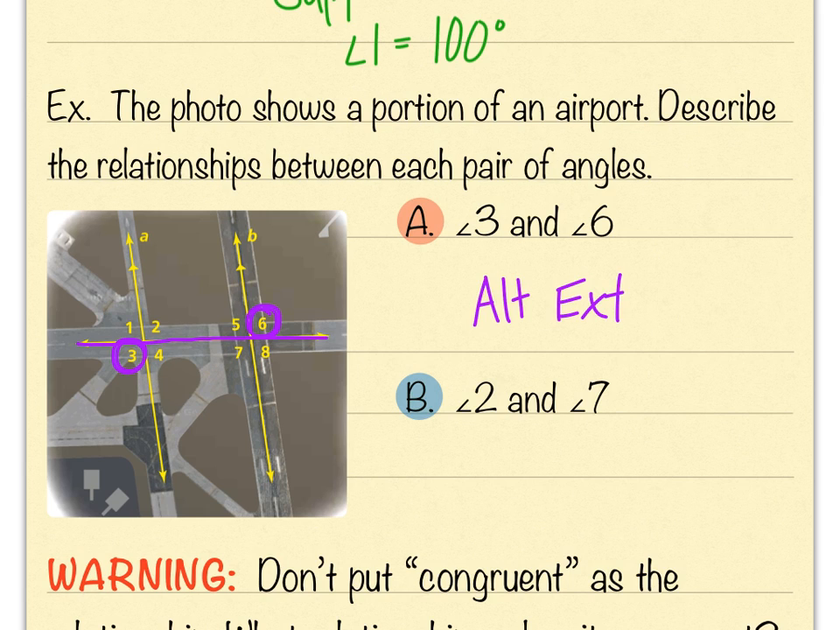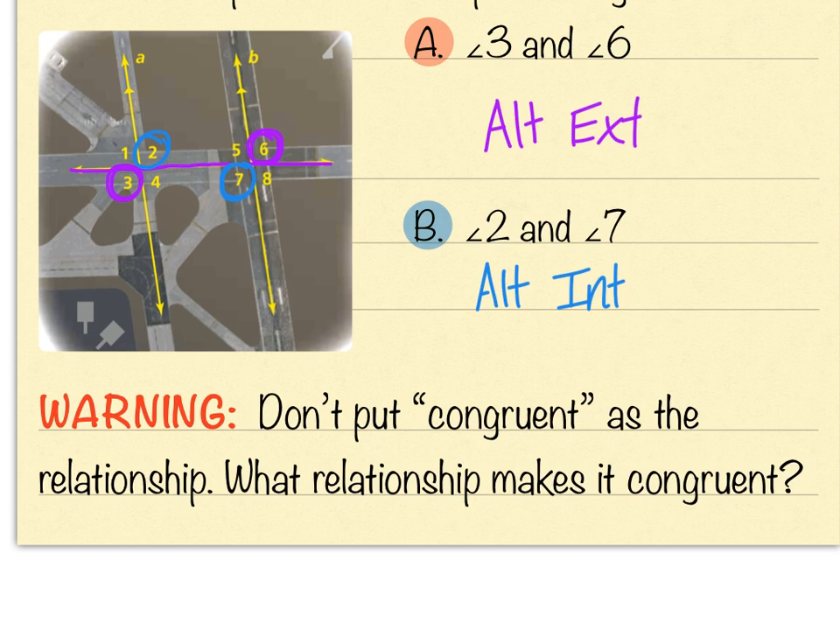And then the next one is angle 2 and angle 7. And so again, they're on alternate sides of the transversal, but they're inside the parallel lines. So they're going to be alternate interior angles. So we have talked about 5 different angle relationships, 5 different ways that you can describe these relationships. We've talked about supplementary.